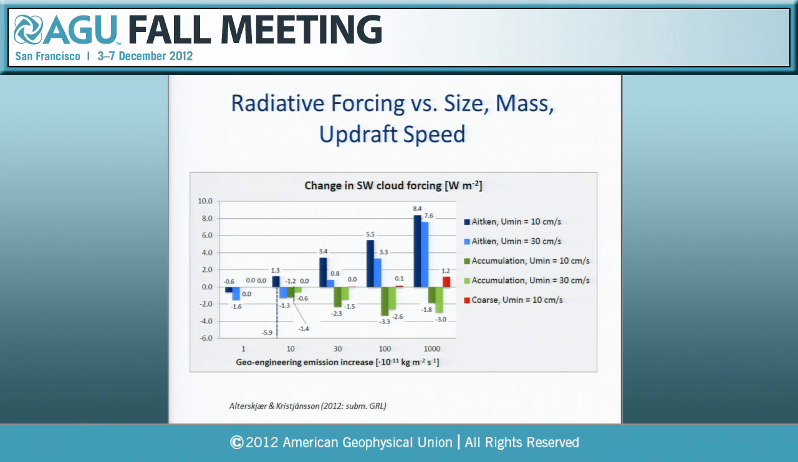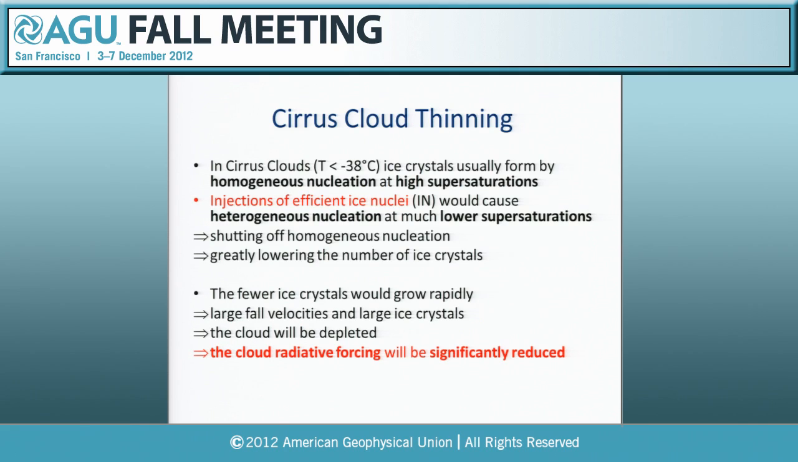And if we turn off the competition effect by prescribing the supersaturation, then we get this dashed curve here. So we see that we then go from a warming to a cooling also for the small particles. So it shows that this competition effect is real. That experiment is very idealized, just to illustrate what's going on. And now I'm going to move to some experiments on cirrus cloud thinning.